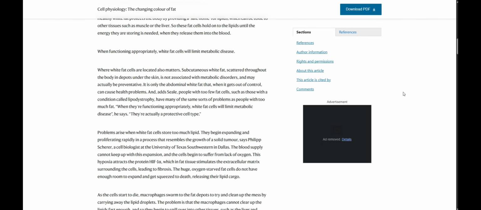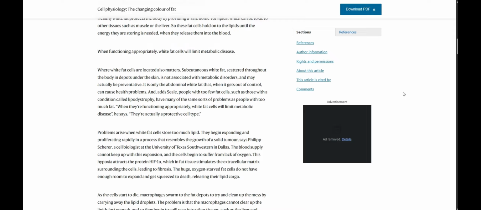Back to the article, when functioning appropriately, white fat cells will limit metabolic disease. Where white fat cells are located also matters. Subcutaneous white fat scattered throughout the body in depots under the skin is not associated with metabolic disorders and may actually be preventative. It is only the abdominal white fat that, when it gets out of control, can cause health problems.